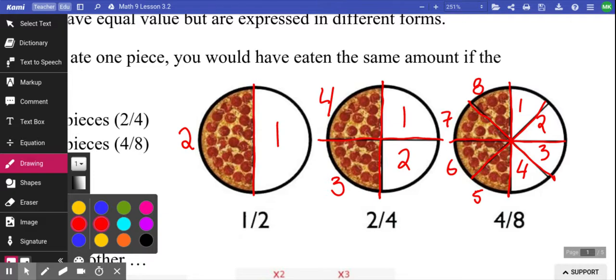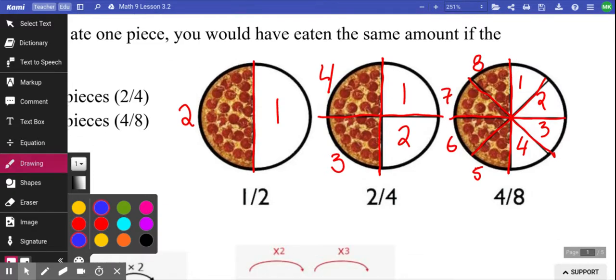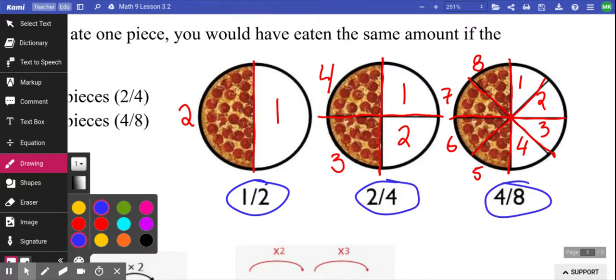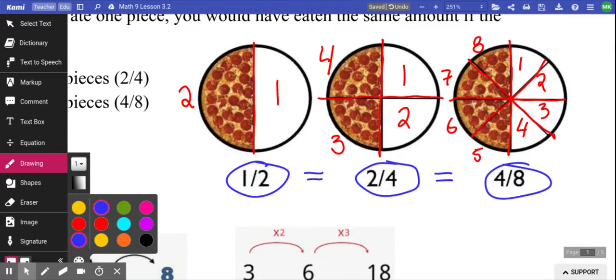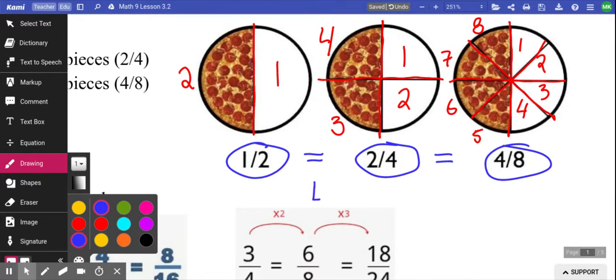That's called equivalent fractions. So mathematically, we represented these all differently. The things I'm circling in blue: the first one was you had 1 piece out of 2. The second one was you had 2 pieces out of 4. The third one is you had 4 pieces out of 8, but they all actually still equal half of a pizza. You have the same total amount. Those are called equivalent fractions.